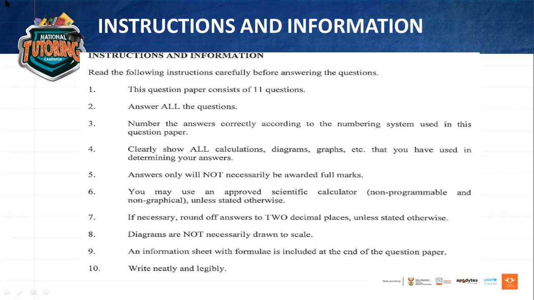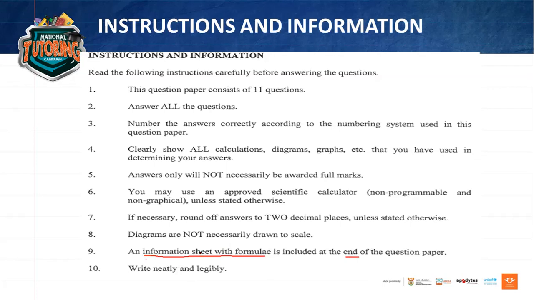If there are any diagrams given to us, let's remember that the diagrams are not necessarily drawn to scale, okay? So do not just look at the diagram and try to think that maybe a certain point would be how much. It's not correct. Use the information sheet, okay? So use the information sheet like the one I've shown you, with the formulas that are included. It's always included at the end of the question paper. Make sure you make use of it.